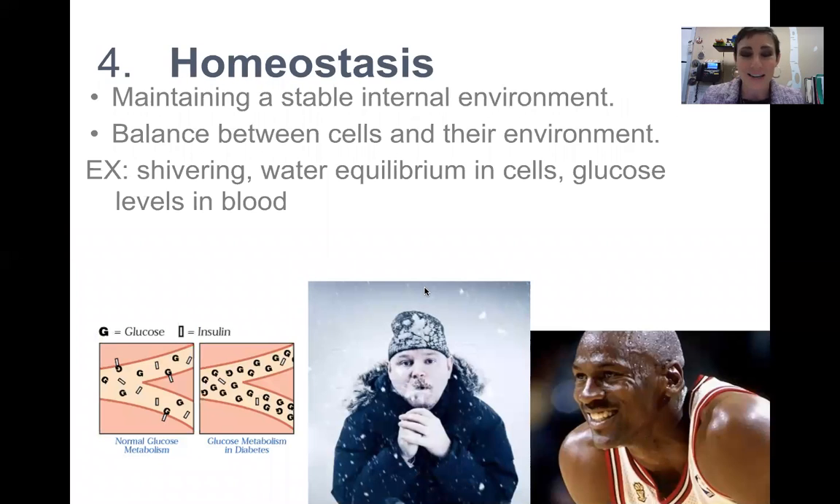Homeostasis. All living things have homeostasis. Homeo means same, stasis means stable. So this is where an organism is maintaining a stable internal environment, stable, stasis. Balance between the cells and their external environment. Cells sometimes float around in extracellular fluid. And so that cell needs to create balance between its inside and what's on the outside.